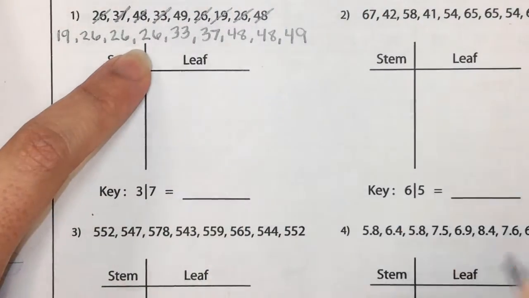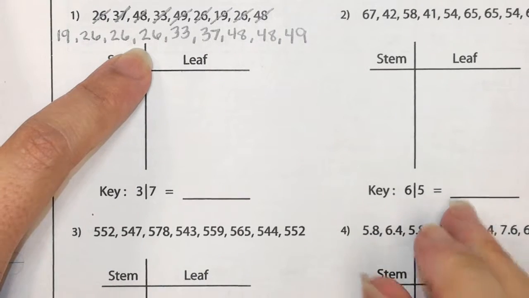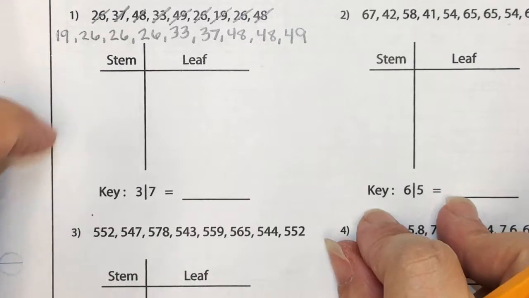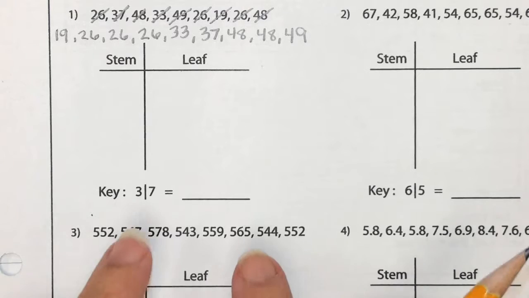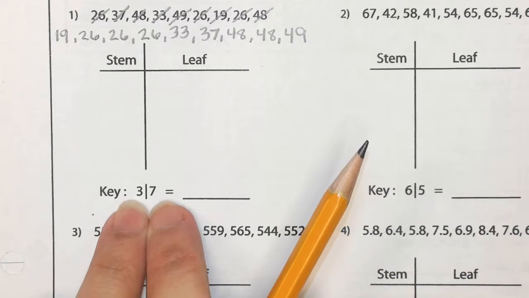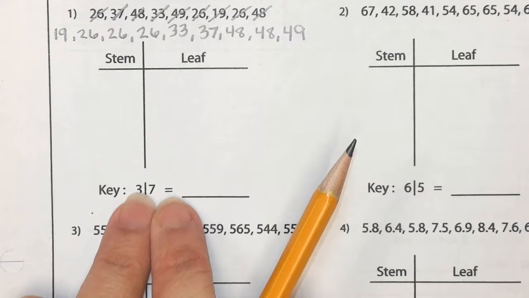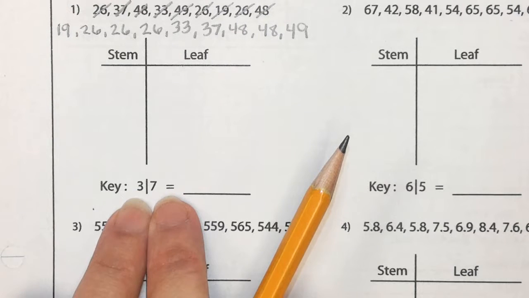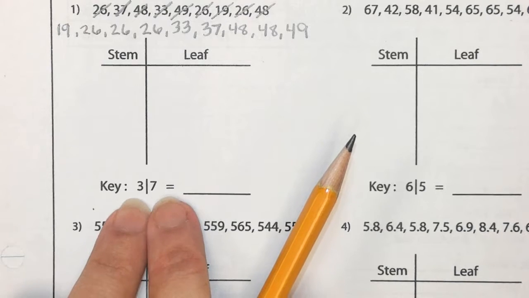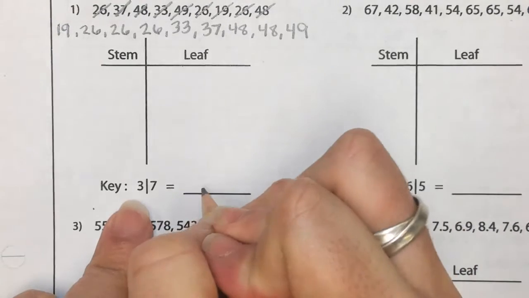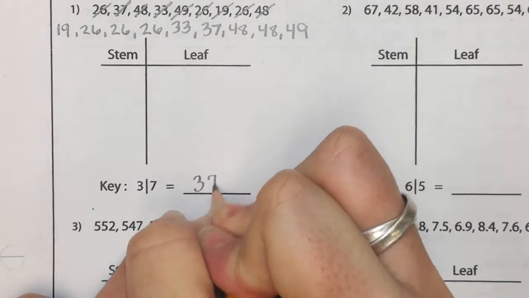Okay. Now, once you have them in order from least to greatest, a stem is built on a base, and the bases can be different for each one, okay? This one is built on the base of a 3 and a 7, and if you look down here at the key, the key tells you, it's kind of like a map key. It tells you what it is. So a 3 and a 7 together make the number 37.